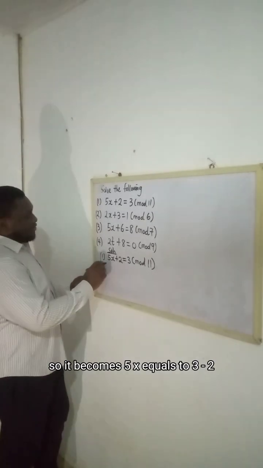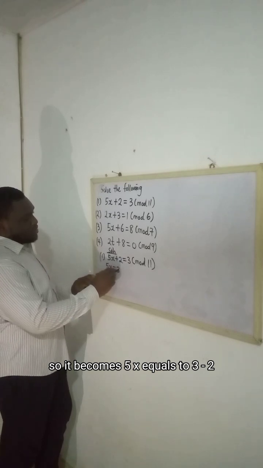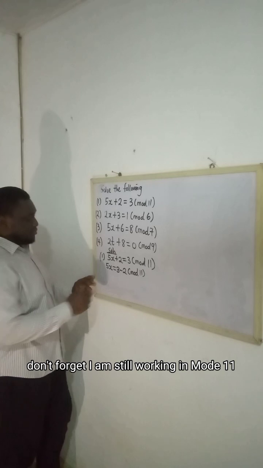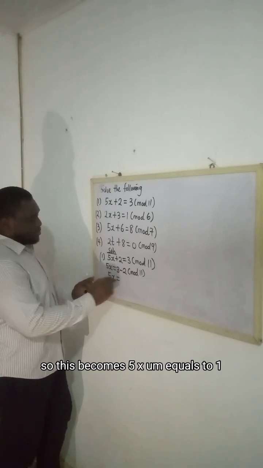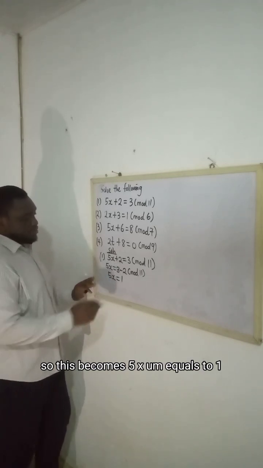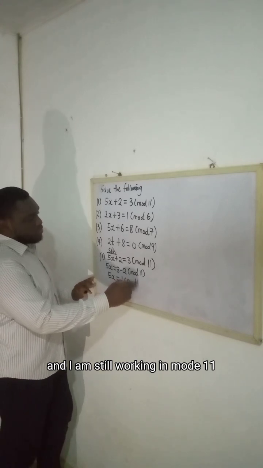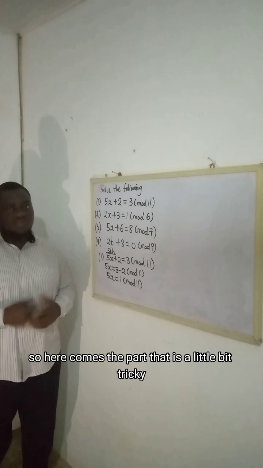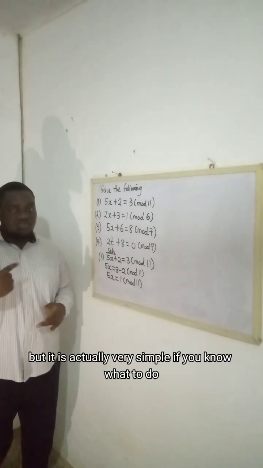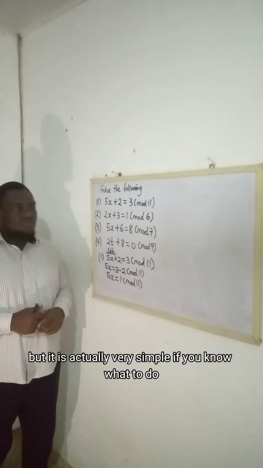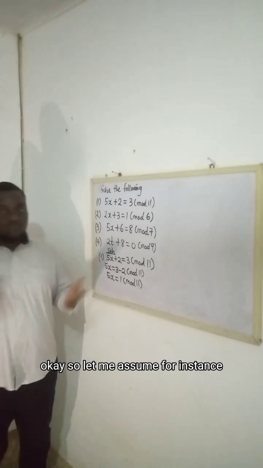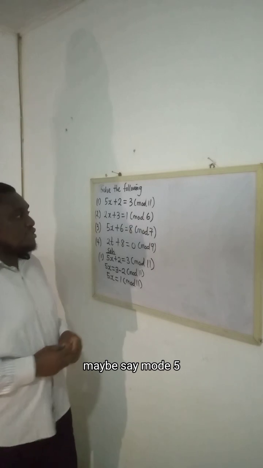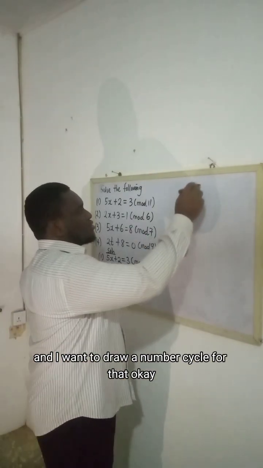So it becomes 5x equals 3 minus 2. Don't forget, I am still working in mod 11. So this becomes 5x equals 1, and I am still working in mod 11. Here comes the part that is a little bit tricky, but it is actually very simple if you know what to do. Let me assume, for instance, that I am working in a smaller mod, maybe say mod 5, and I want to draw a number cycle for that.